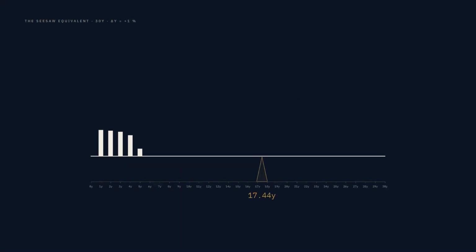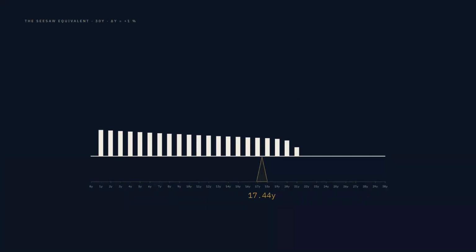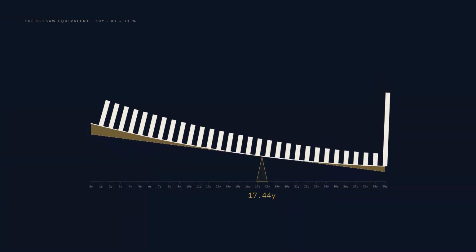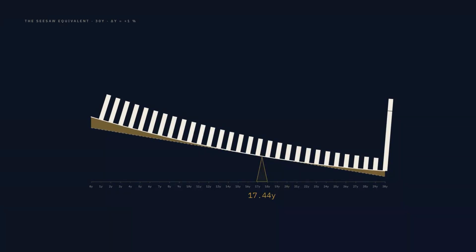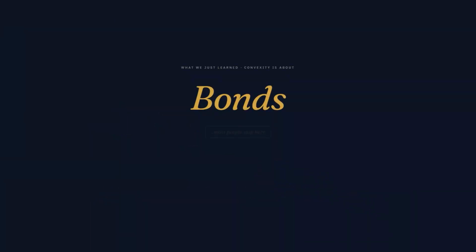The flex of the seesaw says it the same way. The plank bends because the cash flow weights themselves change size under a press, and the spread of the cash flows around the balance point, the second moment in physics terms, is what determines how much the plank bends. All of that has a name: convexity. And here's the part most people miss. Convexity isn't really about bonds. It's about curves. Any curve.